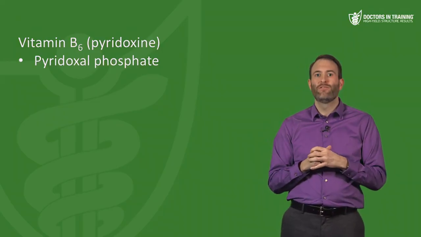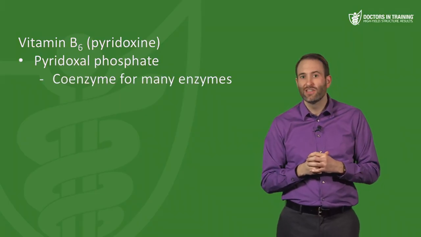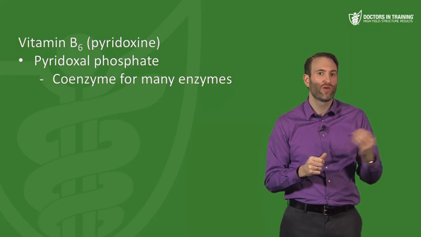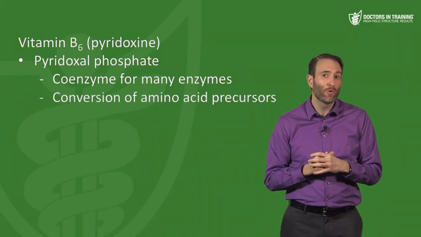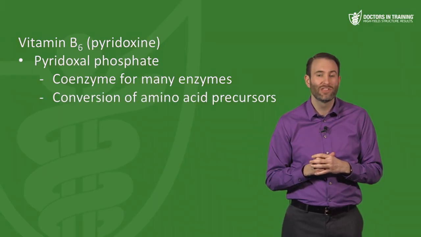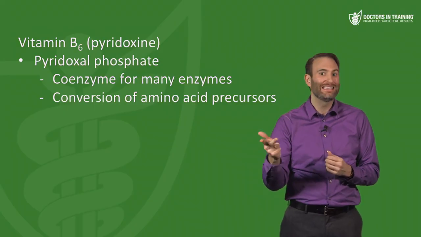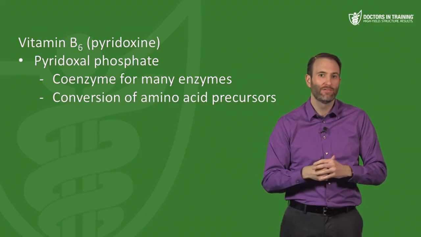So what is the metabolic function of our pyridoxal phosphate? Well, it's a coenzyme for numerous enzymes, including those of amino acid metabolism. So think about transaminations and deaminations. B6 is also very important in converting amino acid precursors into a lot of stuff. Things like into heme, niacin that we just talked about, histamine, GABA, dopamine, norepinephrine, epinephrine, a lot of stuff.